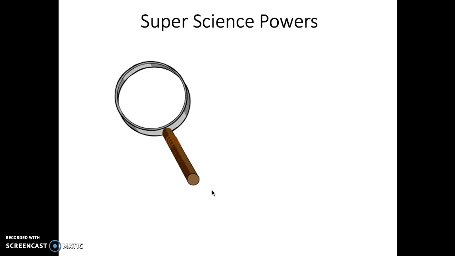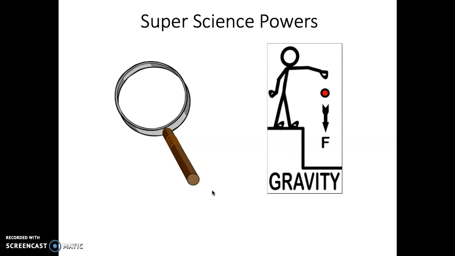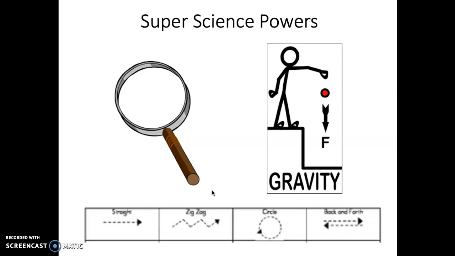Now, we've talked about a magnifying glass, a hand lens, and how it makes small things look bigger. Maybe that's what you'll use. We've talked about gravity, how it pulls everything down. Maybe your superhero will use gravity. Or maybe your superhero will use a different motion. Maybe they'll do something in a straight line, or zigzag, or circle, round and round, or even back and forth. So let's think of some examples.